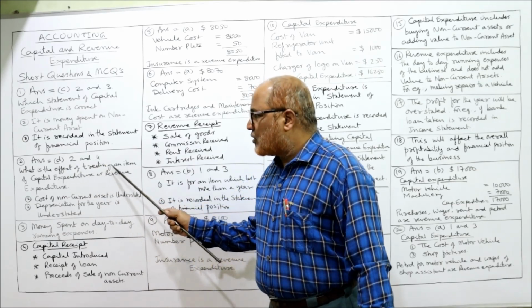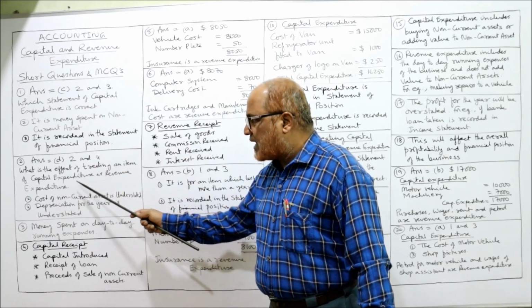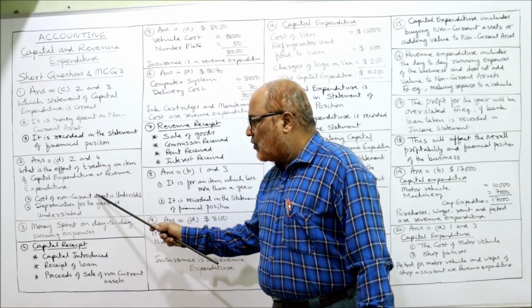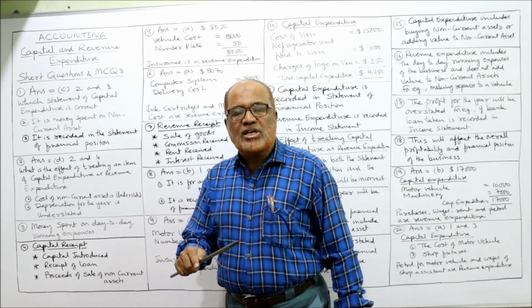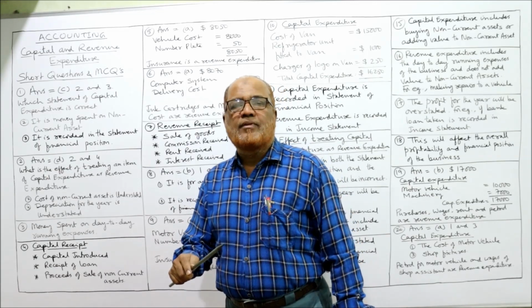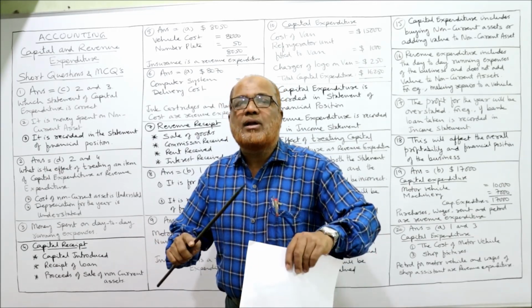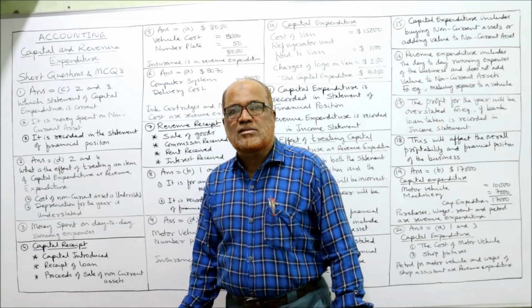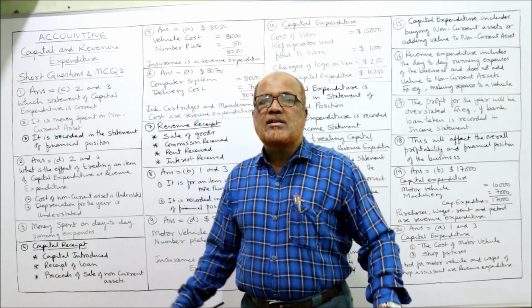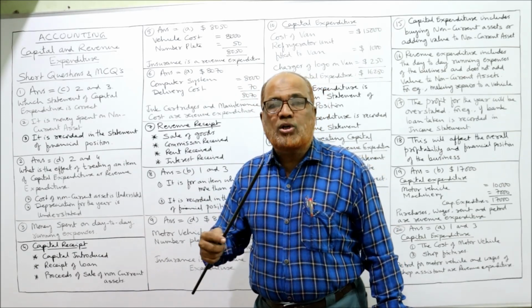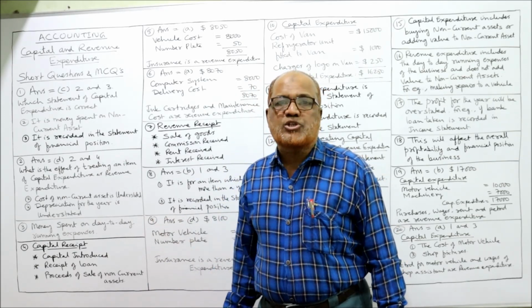What is the effect of treating an item of capital expenditure as revenue expenditure? The cost of non-current asset is understated because we have incurred capital expenditure, but it is not taken in non-current assets. That's why it is understated. And secondly, depreciation for the year is understated because we have not provided depreciation on the capital expenditure.